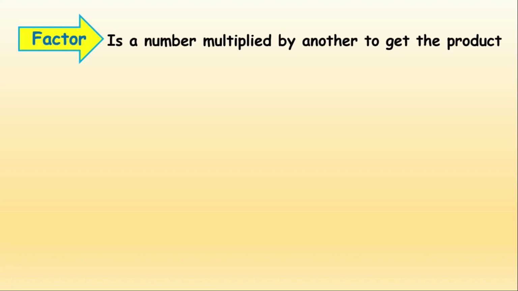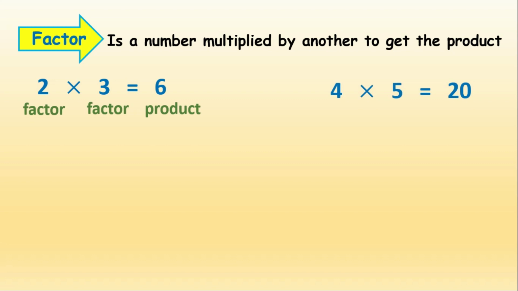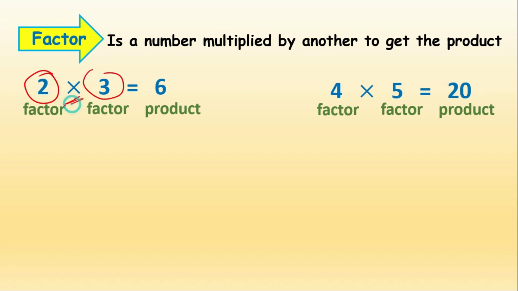So now let's show the meaning of factor. A factor is a number multiplied by another to get the product. What does it mean? For example, 2 times 3 equals 6. So 2 is a factor, 3 is a factor, and 6 is a product. Another example: 4 times 5 equals 20. So 4 is a factor, 5 is a factor, 20 is a product. It means factors are numbers multiplying by each other to get the product.